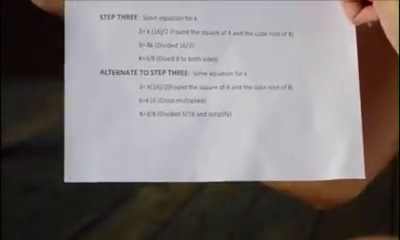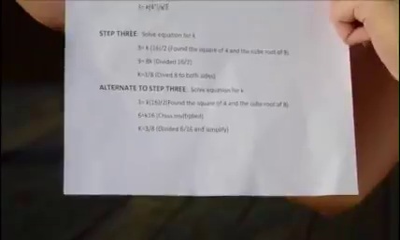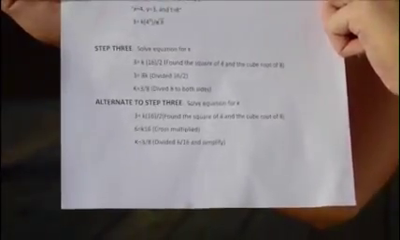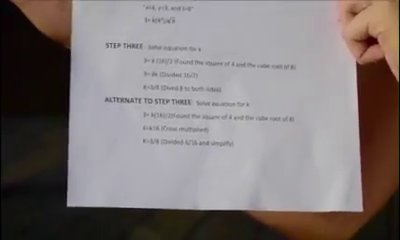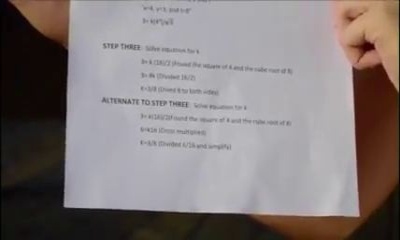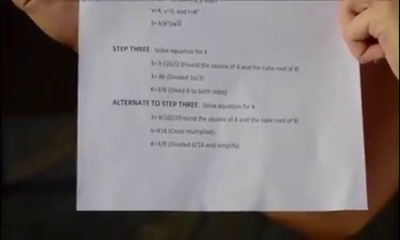That's the final solution. An alternate to step 3 is to solve the equation for k, where 3 equals k times 16 divided by 2. We found the square of 4 and the cube root of 8. So 6 equals k times 16 when you cross multiply. The final solution is k equals 3 divided by 8. We divide 16 and 6 and simplify.